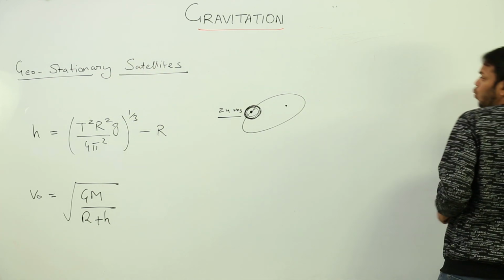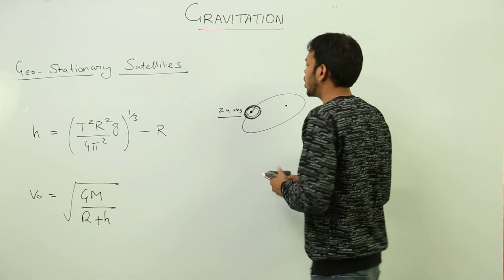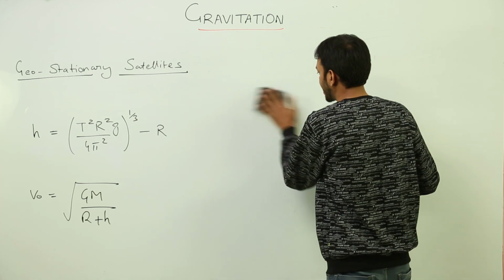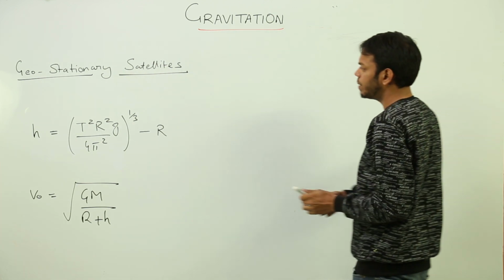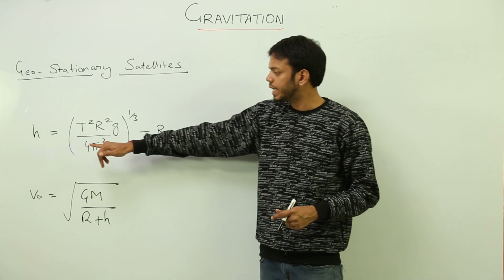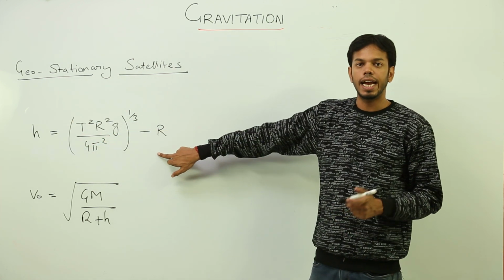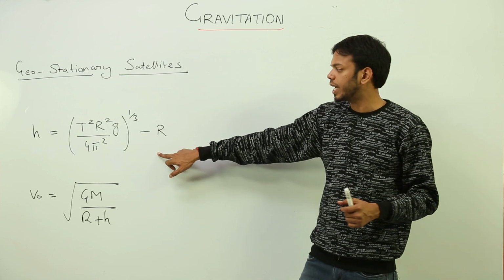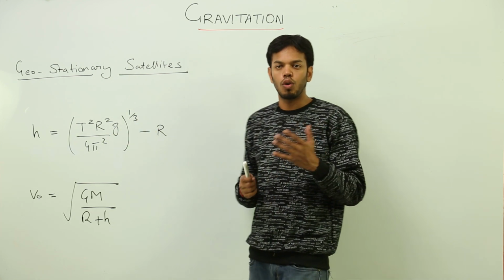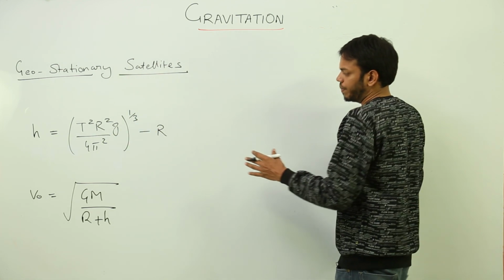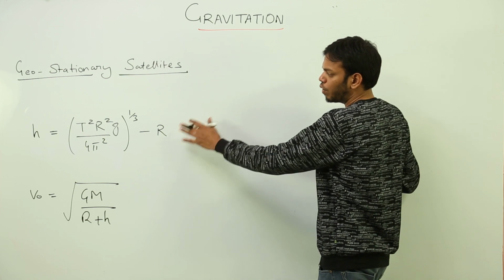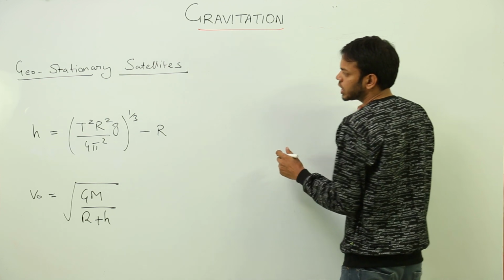Okay, let's find out what could be the necessary condition, or the height at which such kind of satellites can be projected. Because in the last class we formulated this formula for the height at which any satellite is projected, and we calculated that the minimum height was right. Now for this orbital velocity and height, let's calculate it for geostationary satellites.